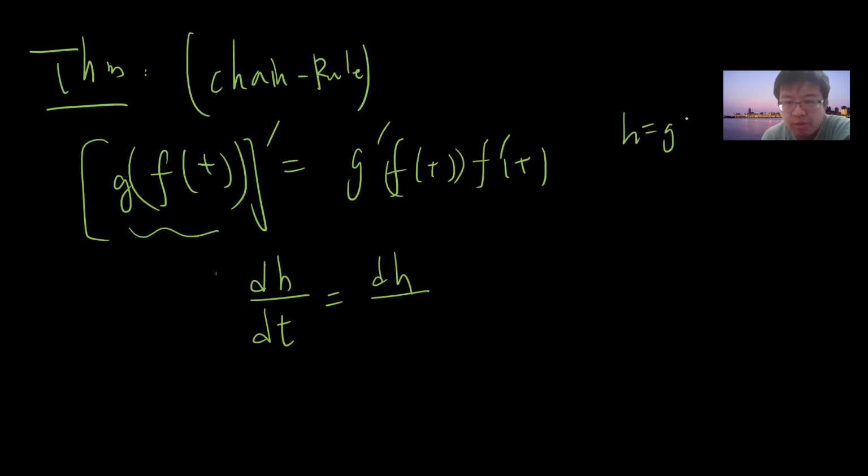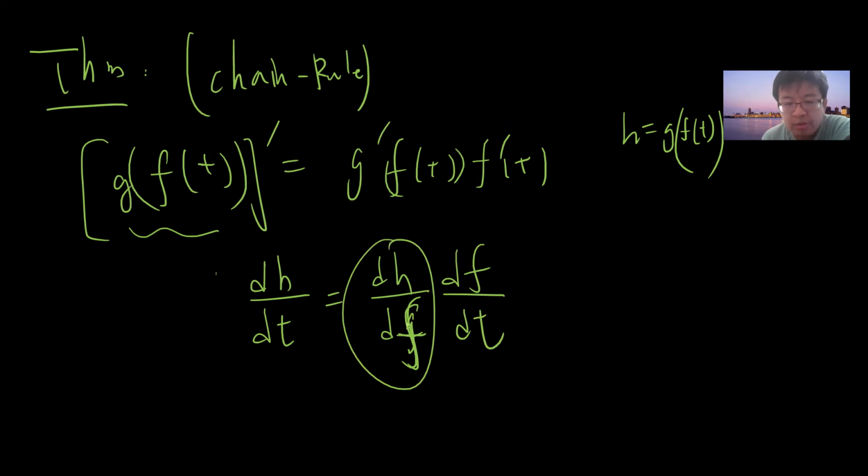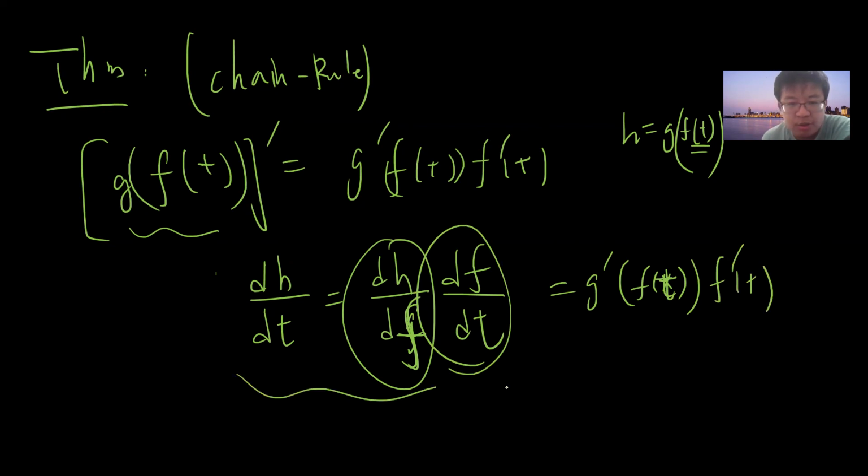Let's define h to be g composite with f. So dh over dt, you write as dh over df times df over dt. Once you do this, dh over df is viewed as just g prime, evaluated at f of t, and df over dt will be f prime of t. So this is the usual hand-waving proof, but it is not rigorous. So we give the rigorous proof.